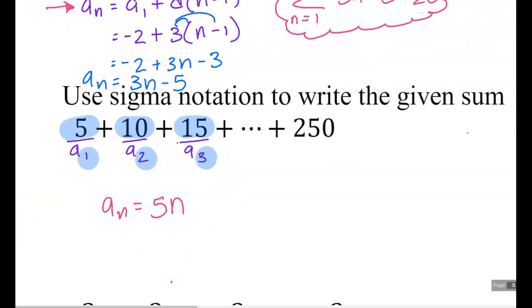Then we write down our sigma. We're going from term number 1. Our definition is 5n. What is our top term number?